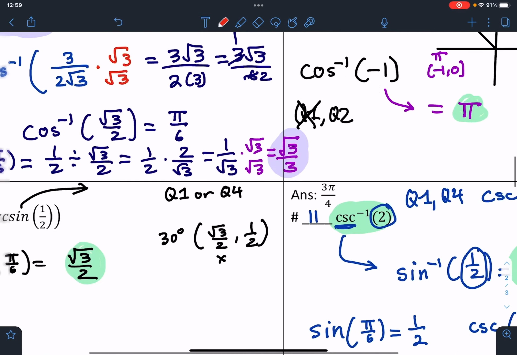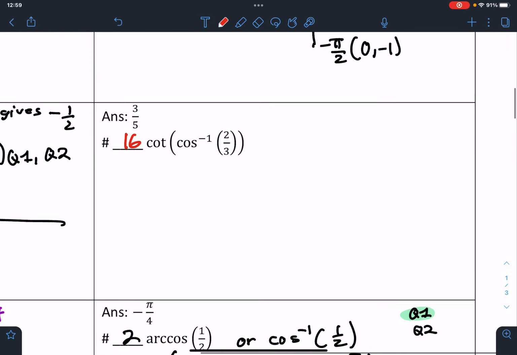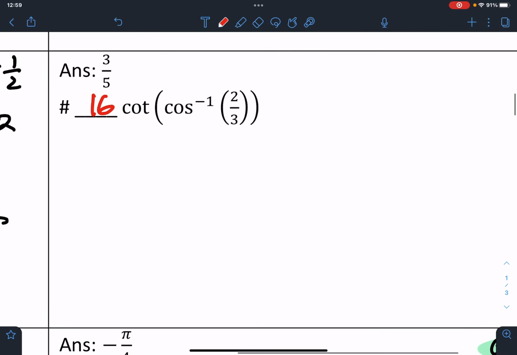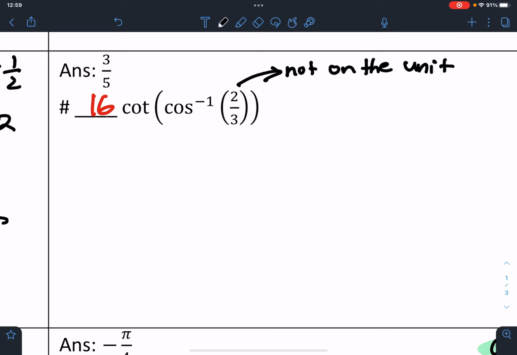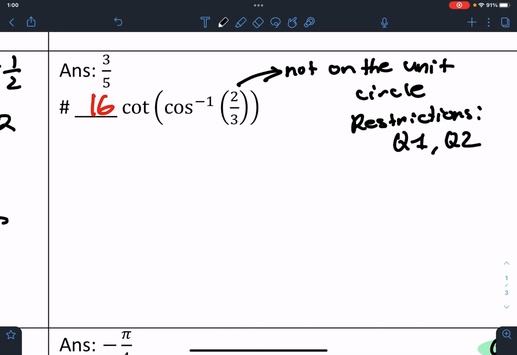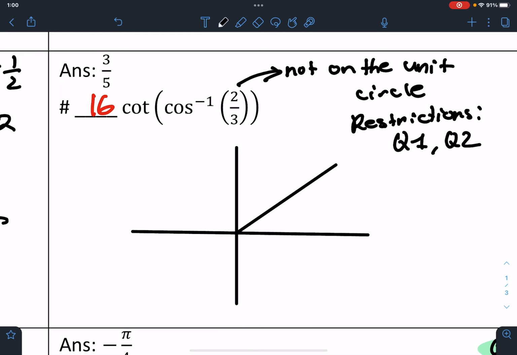I think this is 16. Yep. All right, we got one more example like that. So for instance, 2/3, everybody. 2/3 is not on the unit circle. Restrictions. Q1, Q2. Once again, the values are positive, so I know I'm in the first quadrant. This is theta. Cosine means adjacent over hypotenuse.